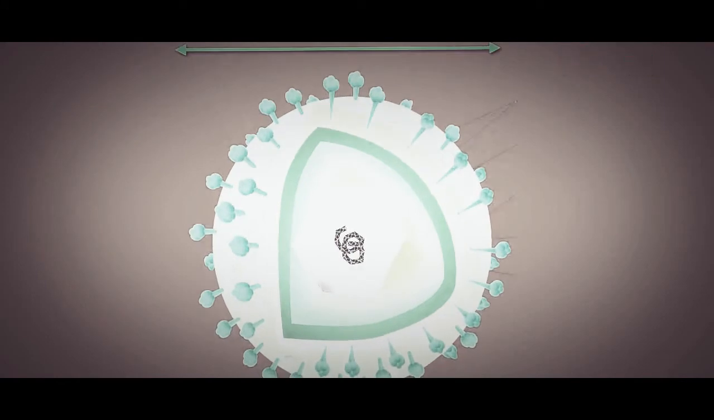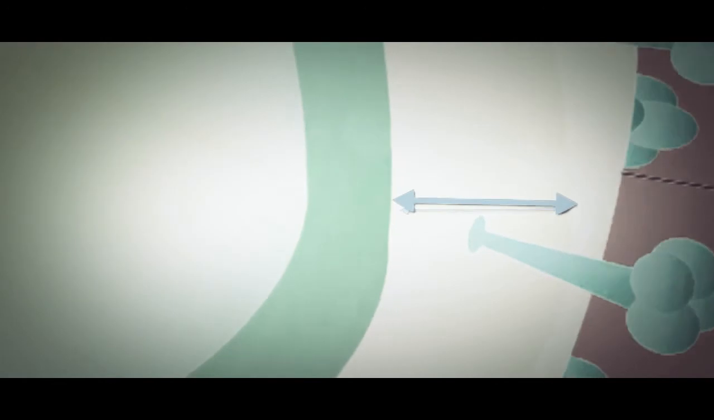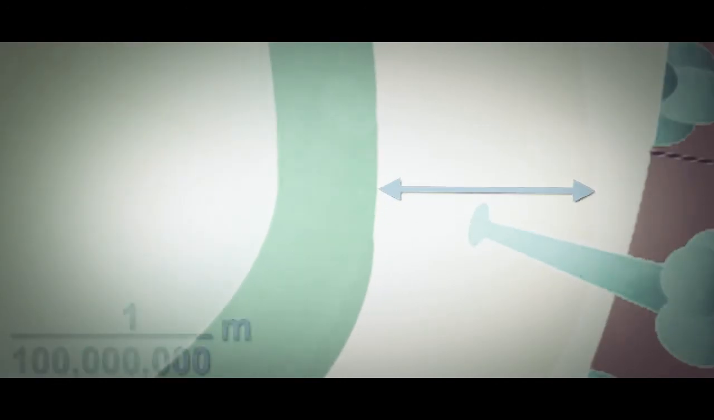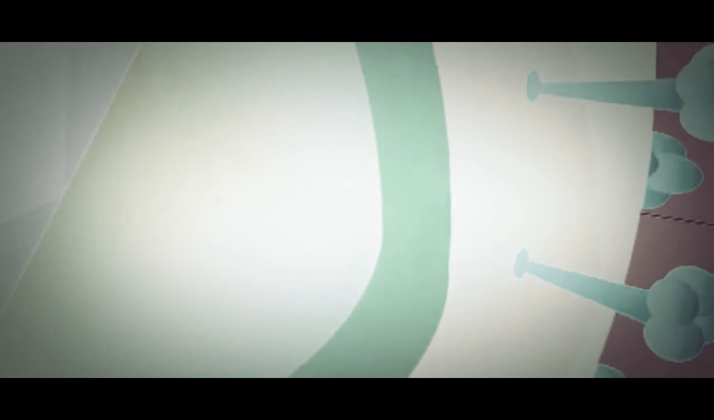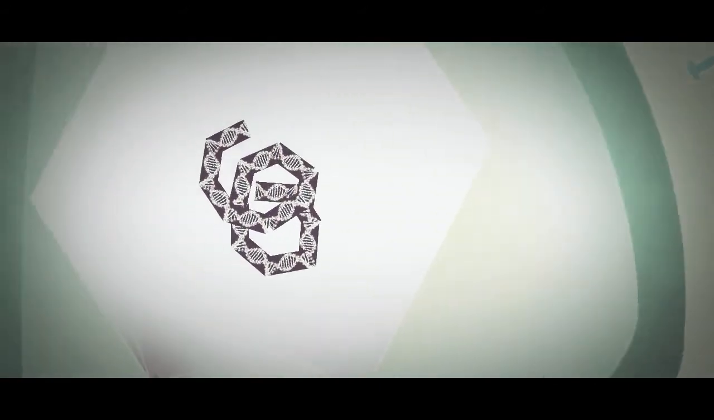Zooming in another step, we can see that the virus wall, called the envelope, is about 1/10 of the virus width itself, coming in at a staggeringly small 100,000,000th of a metre. That's 10 to the negative 8. The envelope is made out of fats that the virus gets from its host. Yuck! Inside the virus is a strand of DNA, which is its information centre.